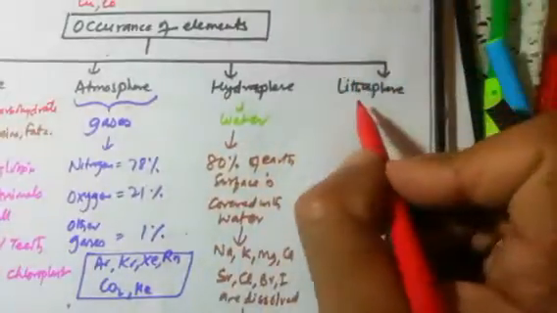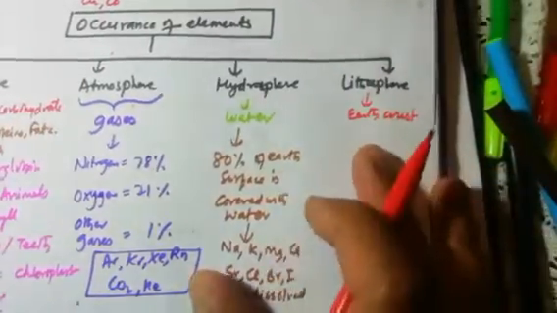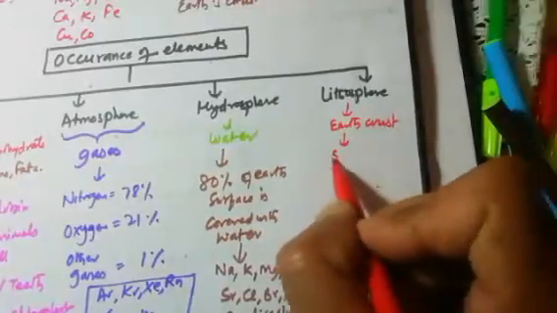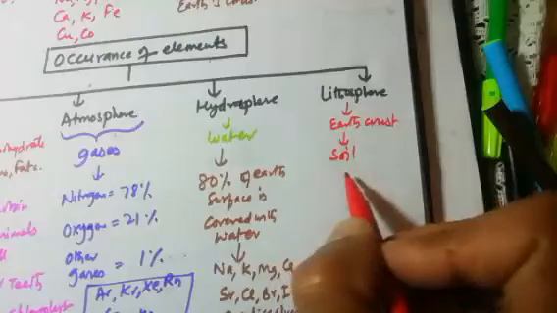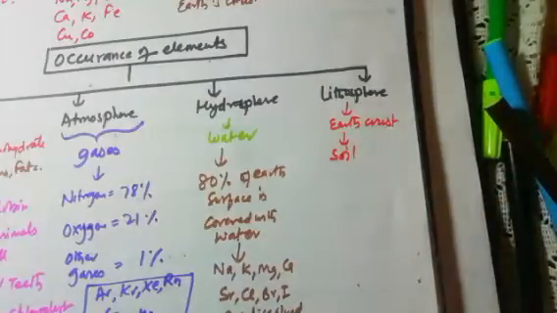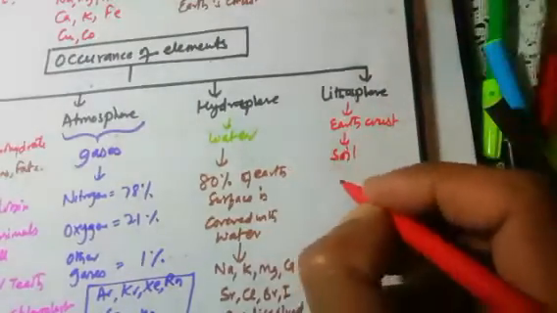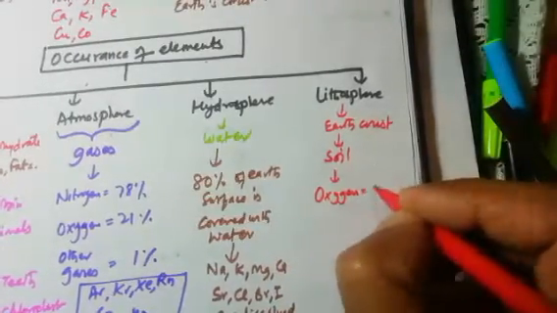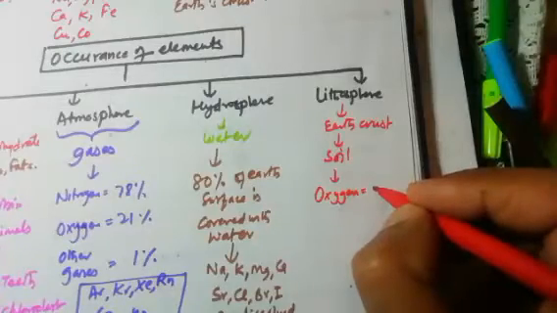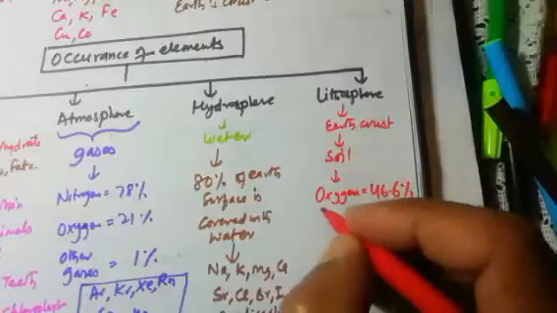major lithosphere is earth crust, which is the most important for the metals extraction, for the metals occurrence. It is present in soil, whereas if you see, oxygen is the most abundant. Oxygen is the most abundant element, found at 46.6% in the earth crust.